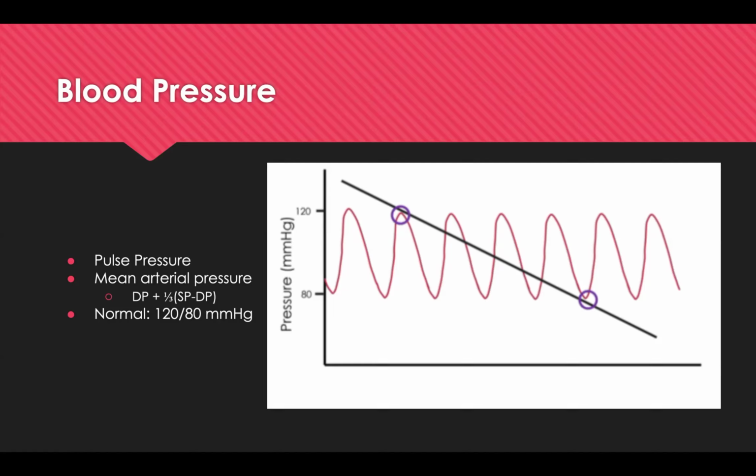The mean arterial pressure can be calculated by the equation, which is diastolic pressure plus 1/3 of the difference between systolic and diastolic pressure. And normal blood pressure in the systemic circulation is 120/80 millimetres of mercury.